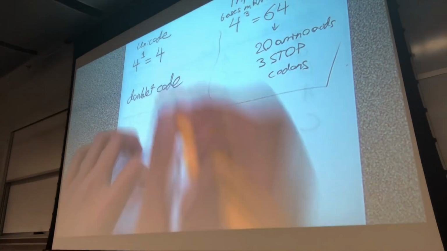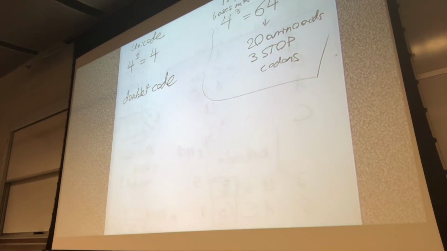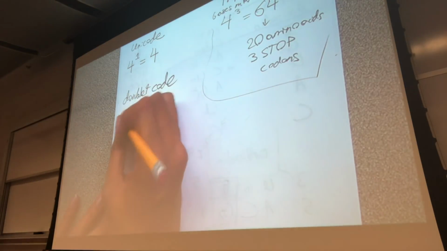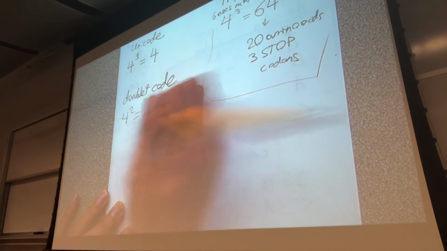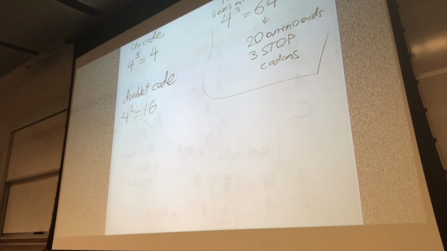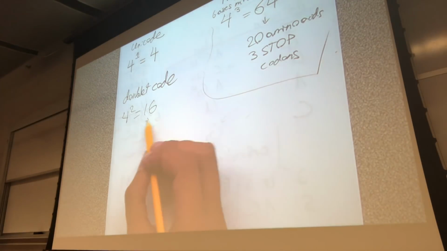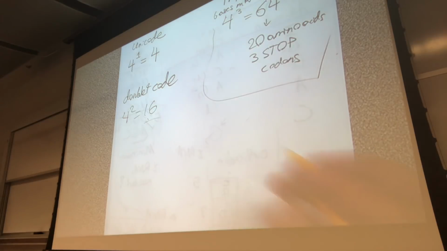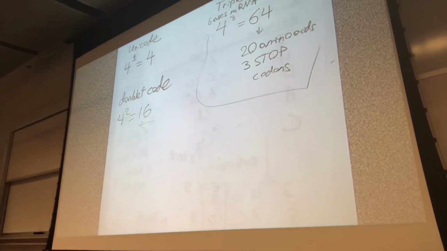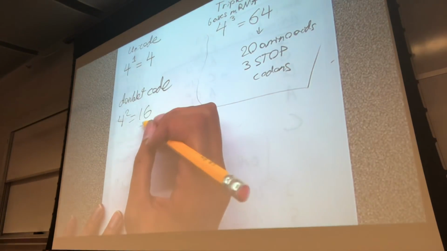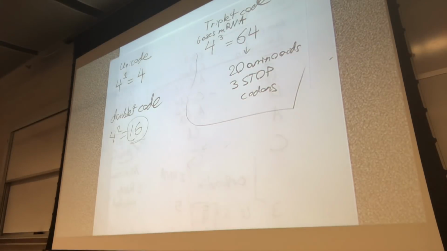What's the maximum number of combinations we would get if it was a doublet code? 16, right? 4 bases, doublet code, we only get 16 possible combinations. Now you actually can see why we don't have a doublet code, because if we had a doublet code, we could only code for 16 amino acids, not 20. This is why we don't have a doublet code.